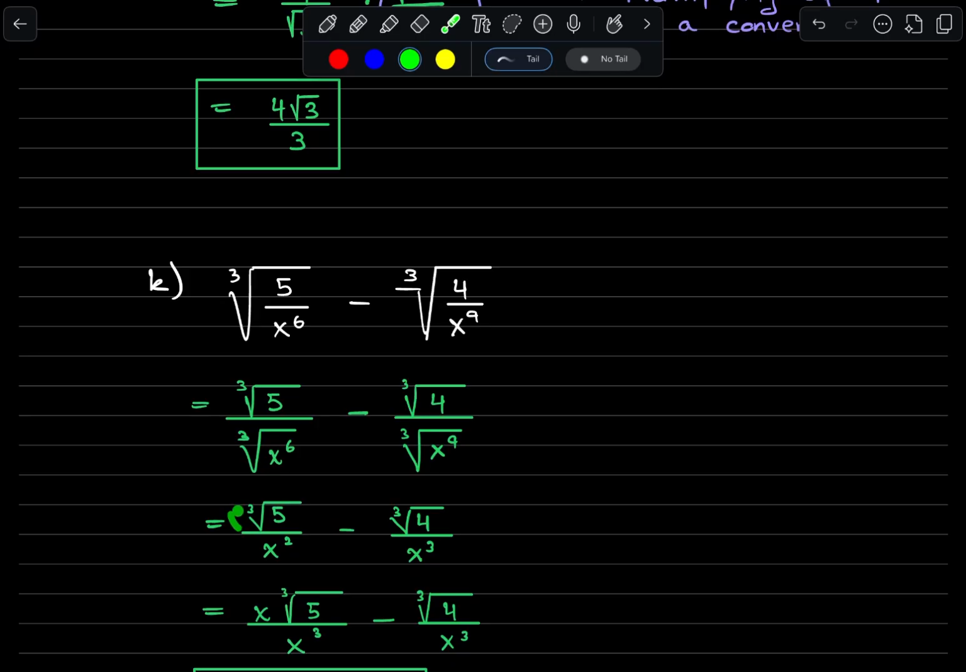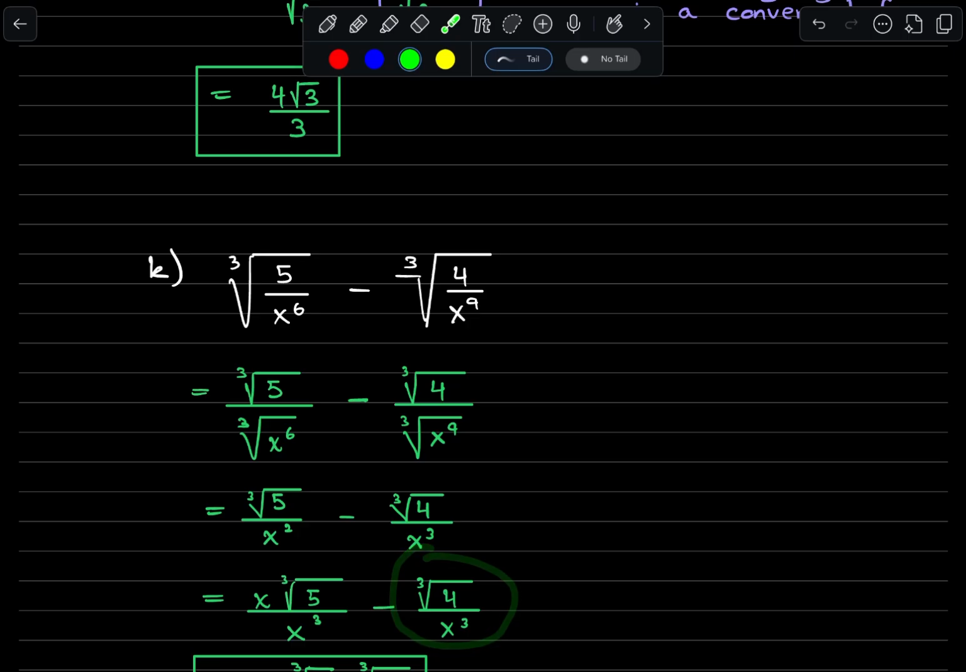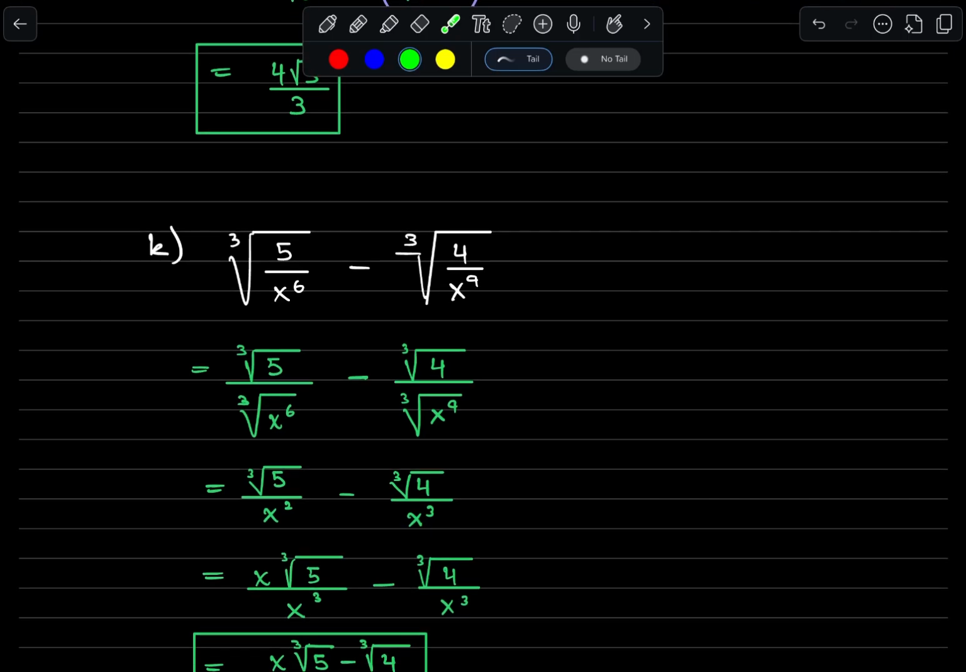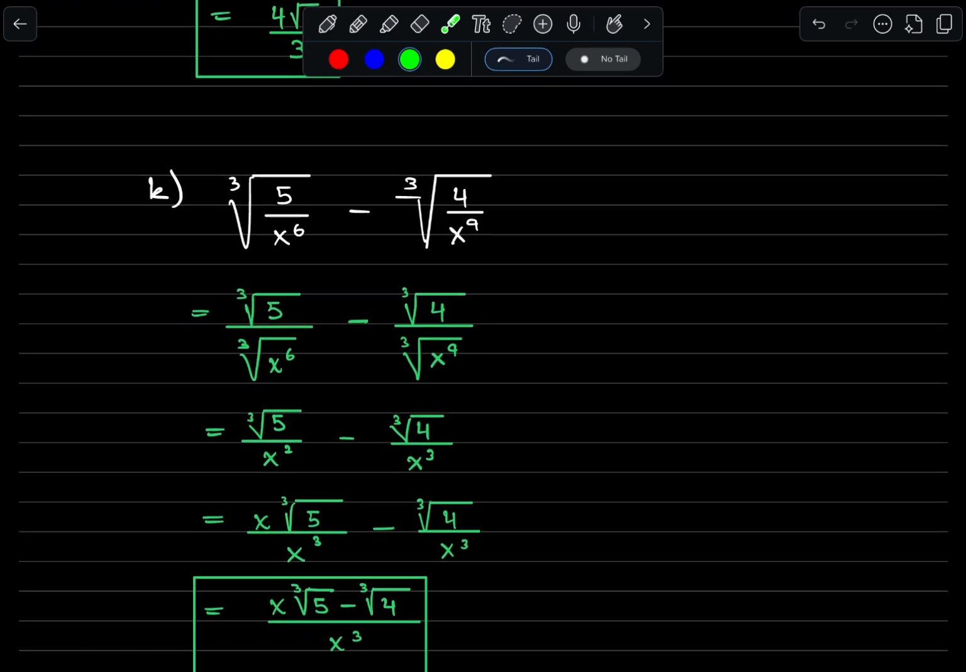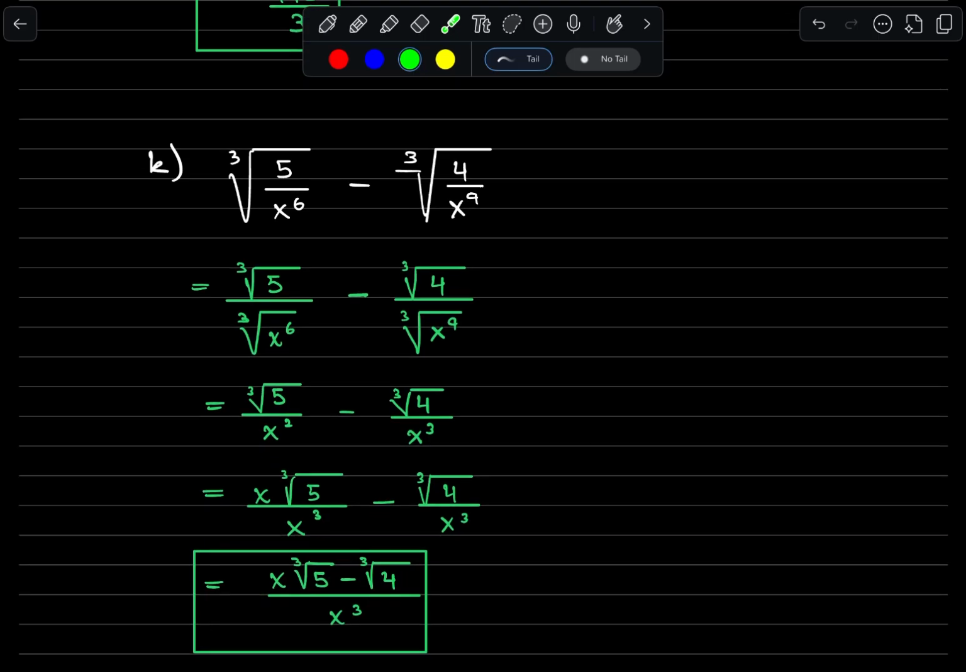So for this one, we can just multiply this by x over x. That'll give us x cubed in the denominator. We'll just have an x on the top. And now we can combine that with this fraction. Okay, so this is the value of rationalizing if we can. And that's going to give us x times the cube root of 5 minus the cube root of 4, all of it divided by x cubed.